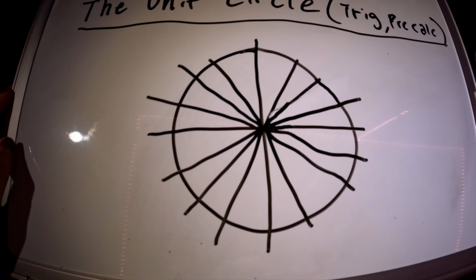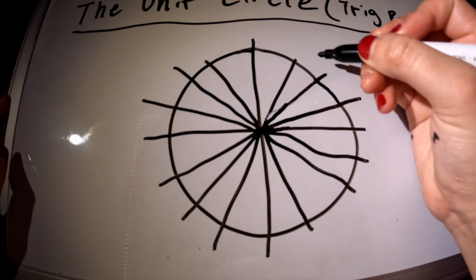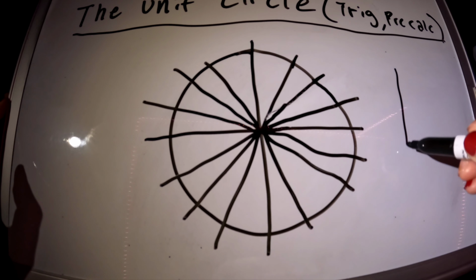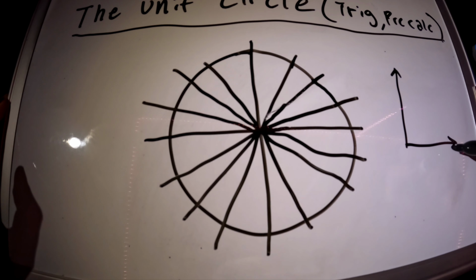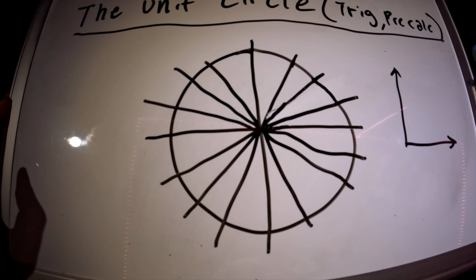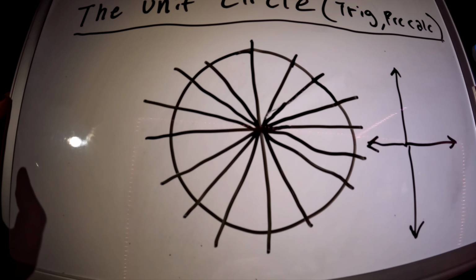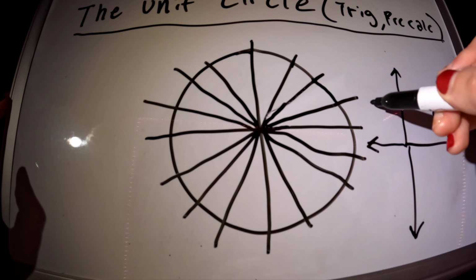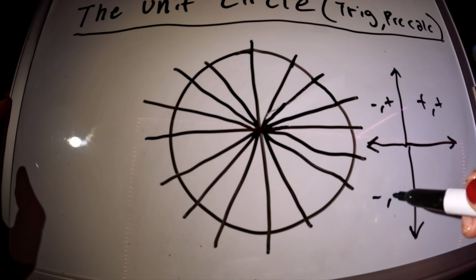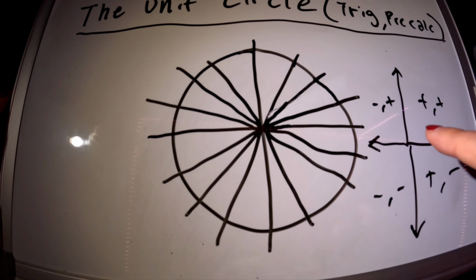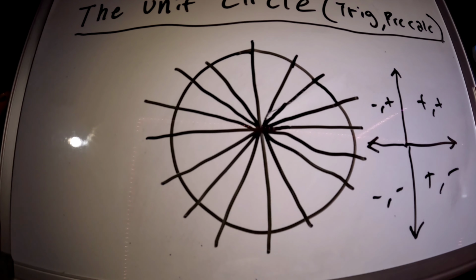Alright, so think of this as a coordinate plane. So if you imagine this right here, this right here is like your whole coordinate plane. This here is divided into 4 sections, such as this. And this is your positive positive side, your negative positive, your negative negative, and your positive negative, right? So keep that in mind for this part right here.